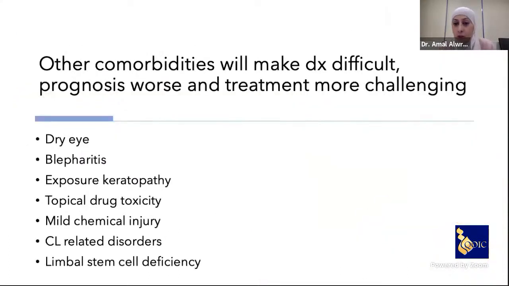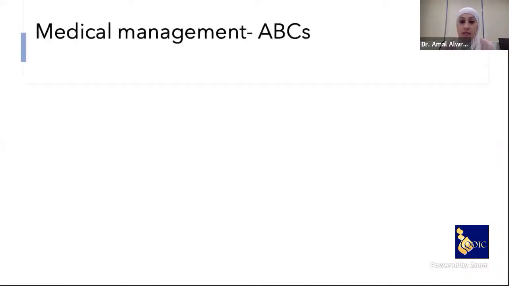The other comorbidities that need to be addressed and that might make the diagnosis difficult should all be addressed: dry eye, blepharitis, exposure keratopathy, topical drug toxicity, mild chemical injury, contact lens related disorders. Those might interfere and make the treatment even more difficult.